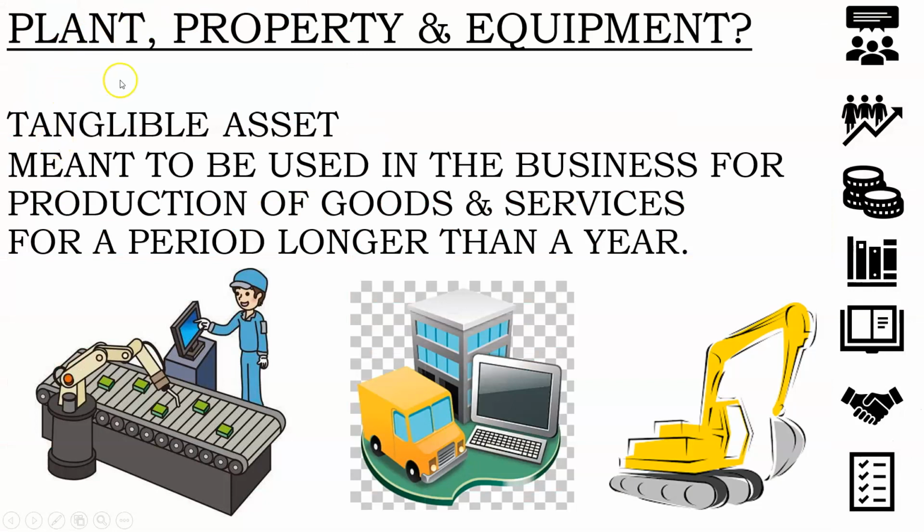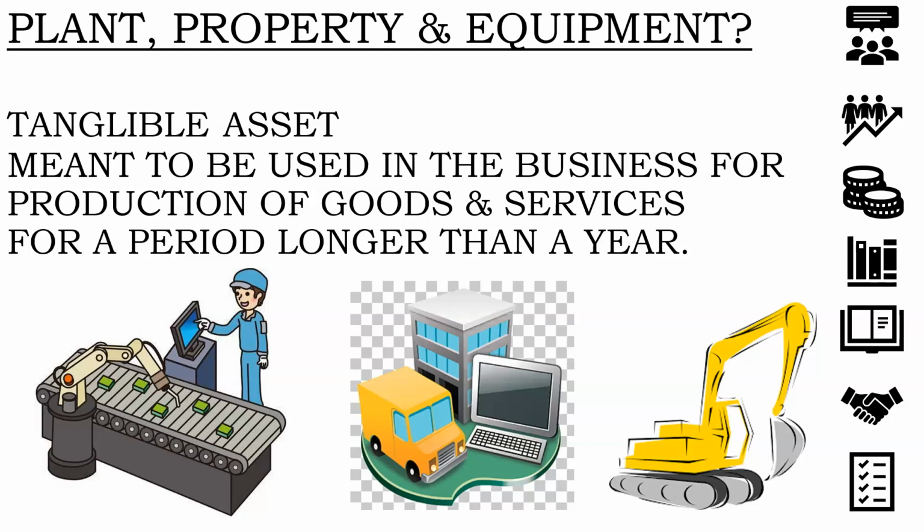So here, with the definition of property, plant and equipment, we will try to locate whether these types of assets are current or non-current. So first of all, they are tangible assets. What do we mean by tangible? Anything that can be touched and seen is known as tangible. So anything that can be touched, meant to be used in the business for production of goods and services. So they can also be used in the business for production of goods and services. So clearly this means that these are not the goods that we purchase for selling to our customers.